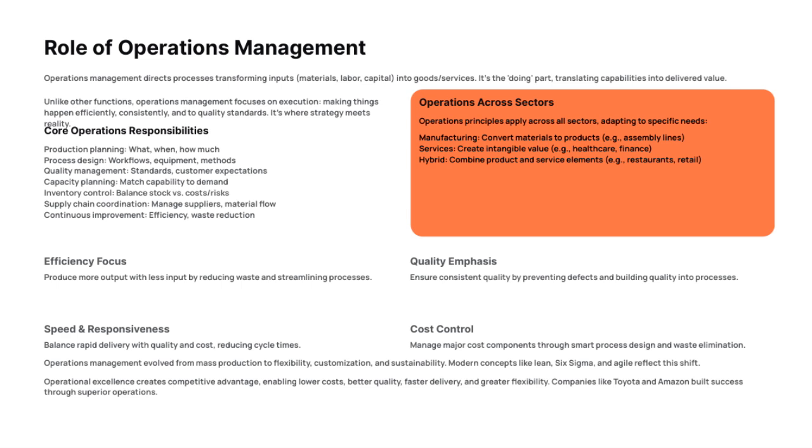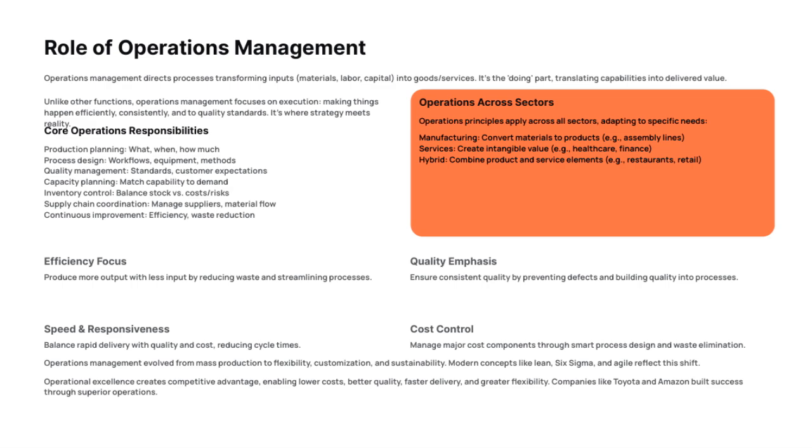One of our key goals is managing major cost components effectively. We do this through smart process design and waste elimination, which helps us control costs while maintaining quality. Cost control is fundamental. Balancing rapid delivery with quality and cost is crucial. We want to reduce cycle times without sacrificing the standard of what we deliver. Speed and responsiveness are essential to meet customer expectations quickly and reliably.